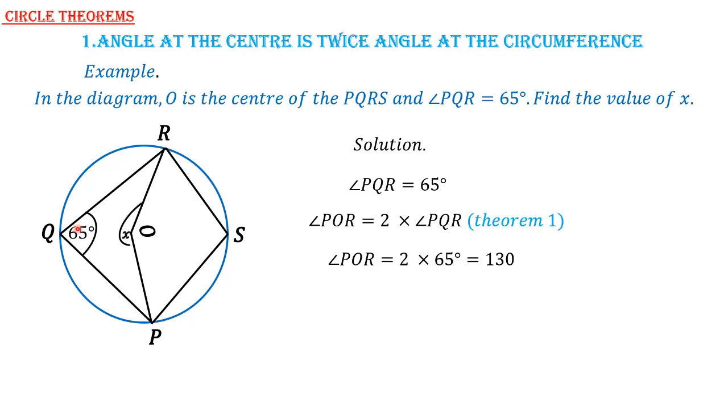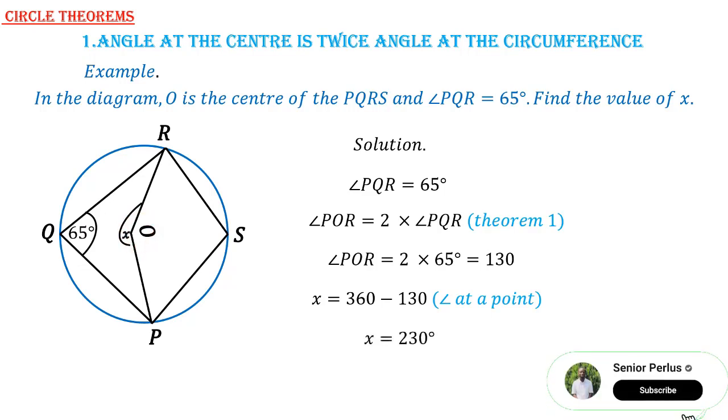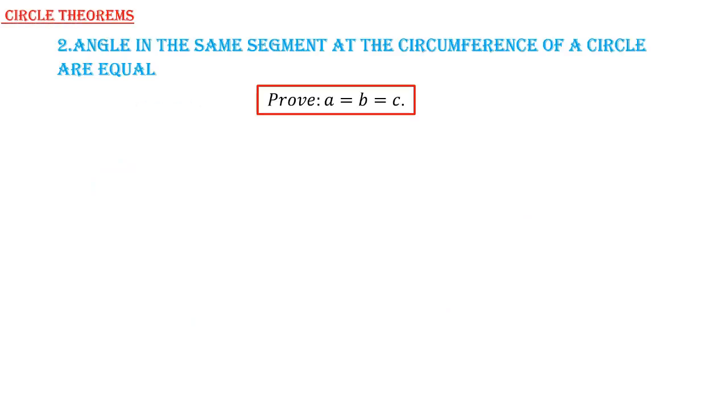So therefore, our S is 360 minus the 130 degrees because angle at a point is 360. So we want to find S. So 360 minus the 130 degrees, because that's the angle at the point, right? So therefore our S is 230 degrees. That's for the circle theorem.